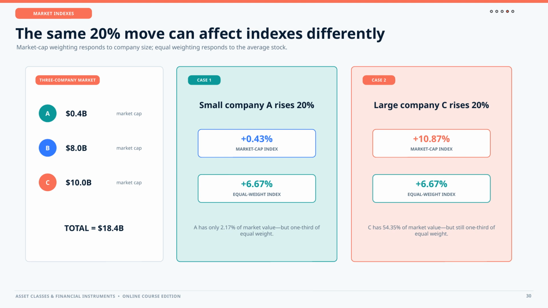If the largest company rises 20%, the market cap index rises about 10.87%, while the equal weight index still rises 6.67%. The weighting rule determines which economic story dominates the index.